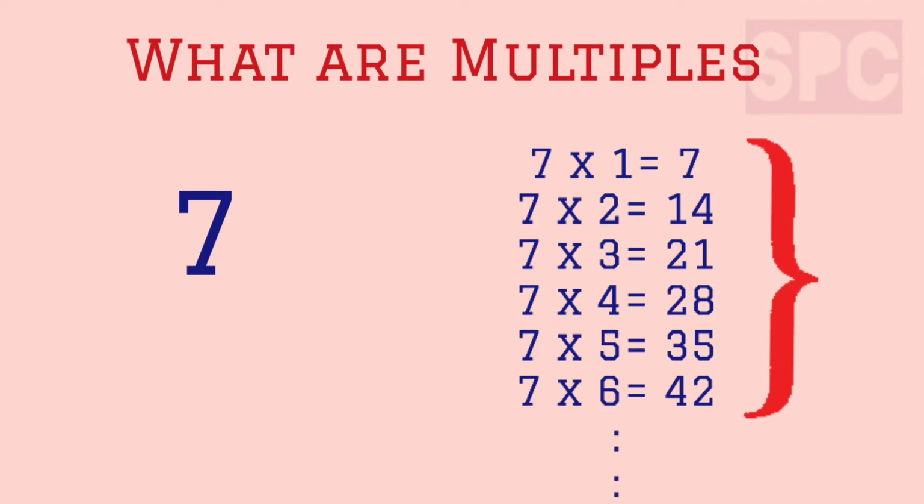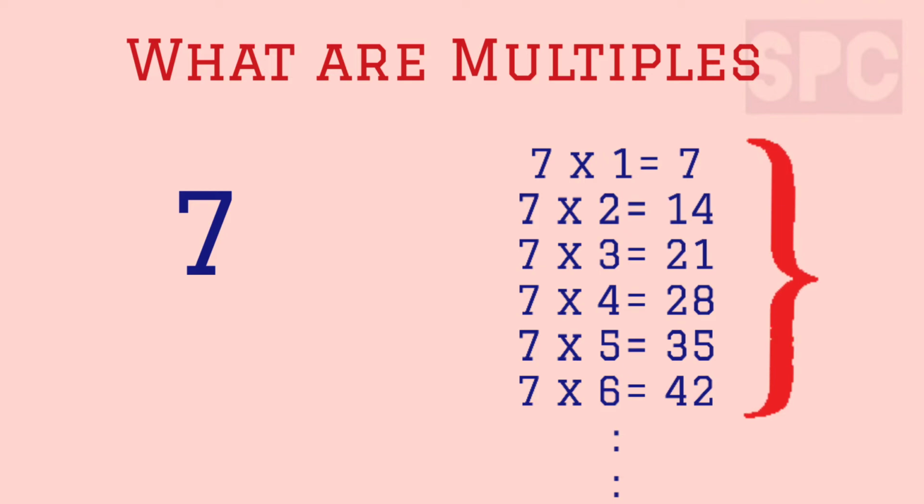Like 7 into 1 is giving us 7. Similarly, 7 into 2 is giving us 14. It means 14 is the product of 7 and 2. Similarly, 21 is the product of 7 and 3. 28 is the product of 7 and 4. And the table continues. So these products which are written on the right hand side are actually multiples.